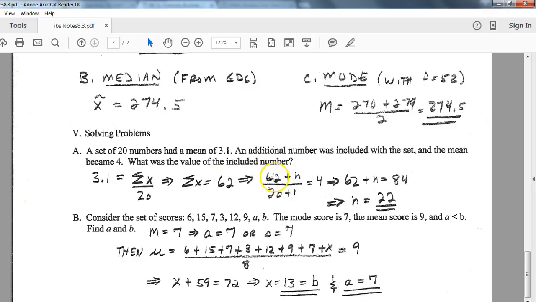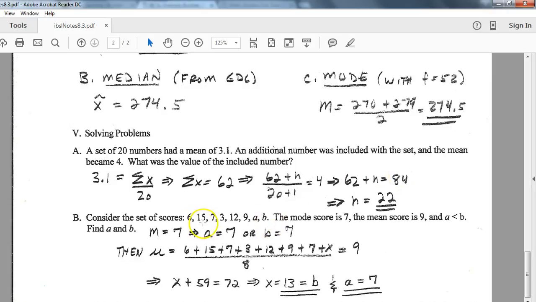So I have the original sum plus whatever new number I'm adding in. We don't know what that is, but it's some number, n, that I'm adding in over 21 terms. I know the new mean is 4, and now I can just solve that equation for n to get the item that was added in.